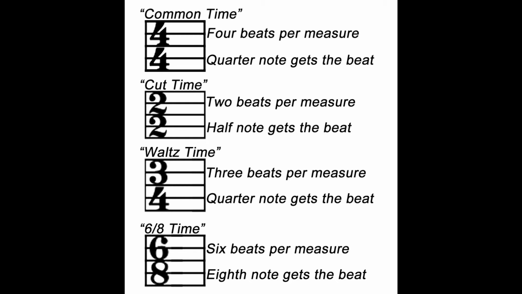We already reviewed the common time, but in the cut time, there are 2 beats per measure and the half notes get the beat. Now waltz time is a little bit faster. There are 3 beats per measure and the quarter notes get the beat. And in the 6/8 time, there are 6 beats per measure and eighth notes get the beat. So it's a lot faster than the other 3.